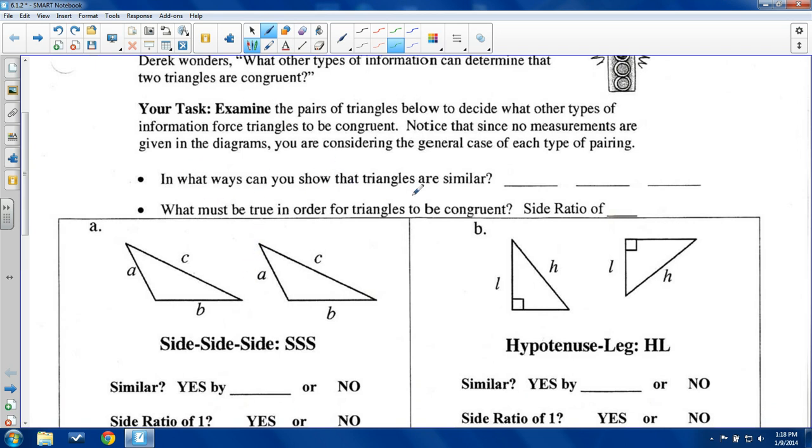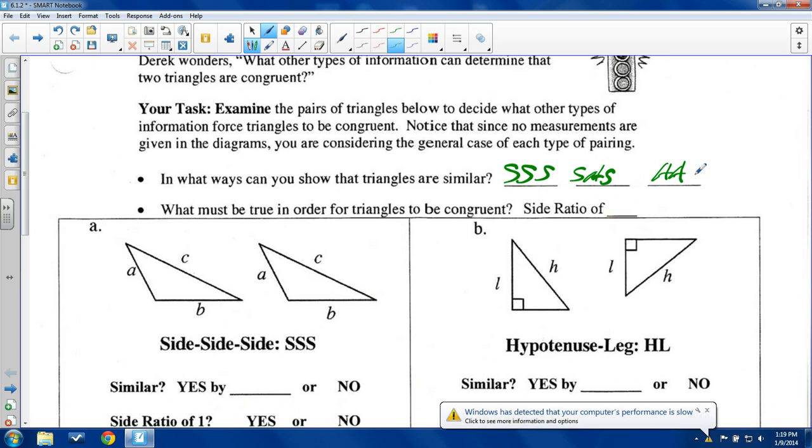Okay, in what ways can you show that triangles are similar? If you remember this, you need to know side, side, side, side, angle, and angle, angle. You could say angle, angle, angle, but angle, angle implies angle, angle, angle. Because, as you know, triangles have three angles in them, and if you find two of them, the third one is always that last measurement. Okay, what must be true in order for triangles to be congruent? Side ratio of 1. We had this in our other notes before. So side ratio of 1.